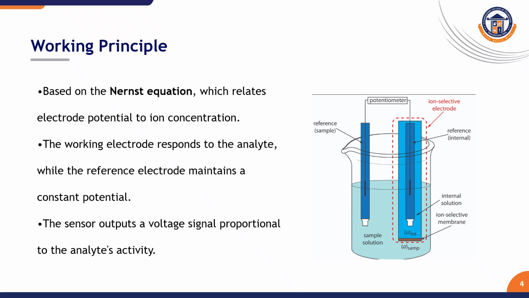Let me move on to the working principle. It is based on the Nernst equation, which relates electrode potential to ion concentration. The working electrode responds to the analyte. By using the Nernst equation, we find the ion concentration. The analyte is the solution. The reference electrode maintains a constant potential. See here, this is the reference electrode, which maintains the constant potential.